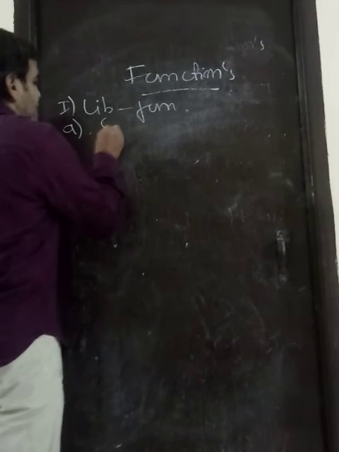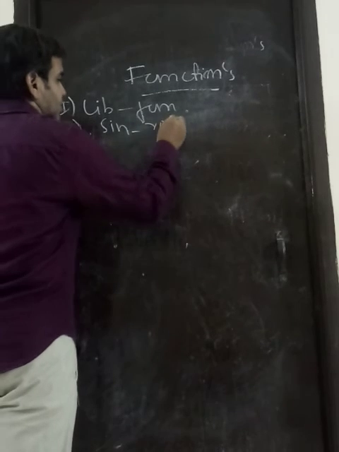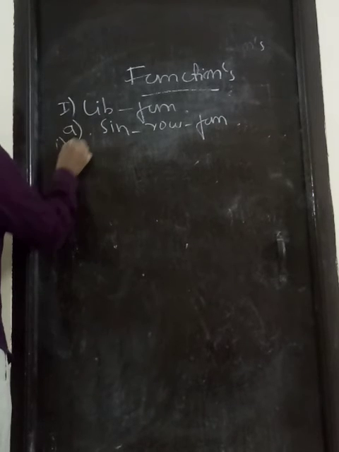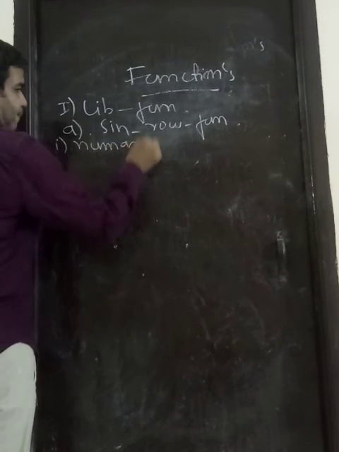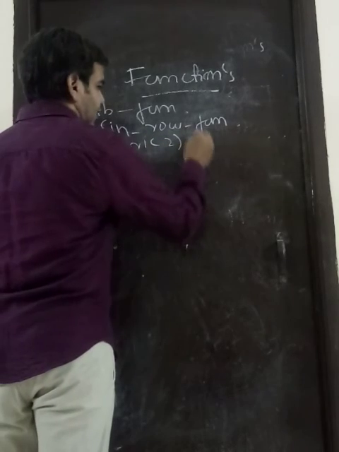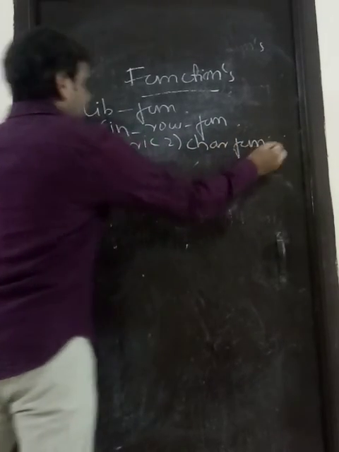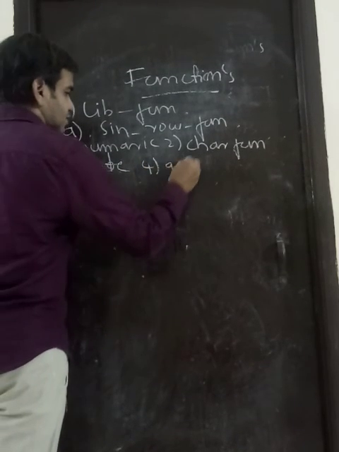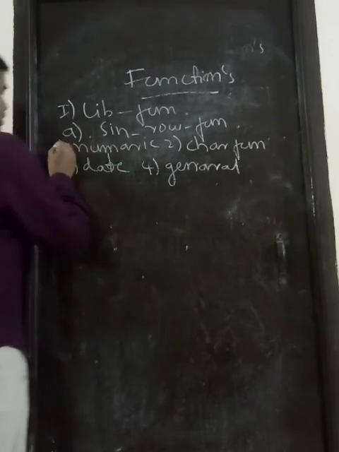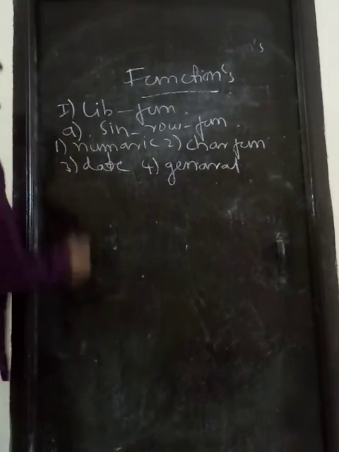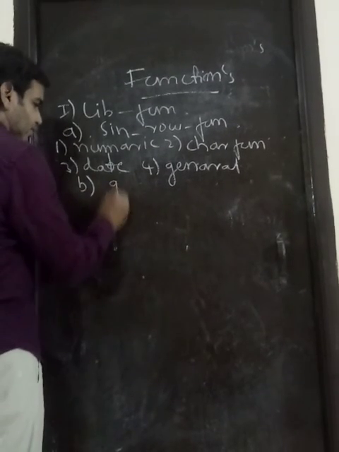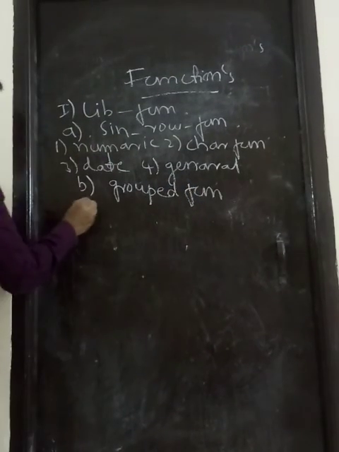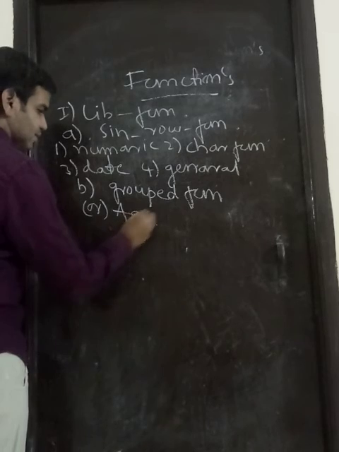First one is single row functions. Single row functions again classified into types. First, numeric functions. Second one is character functions. Third one is date functions. Fourth one is general functions. So these are the single row functions. Second one is grouped functions. We will differentiate grouped functions. So grouped functions are also called aggregate functions.